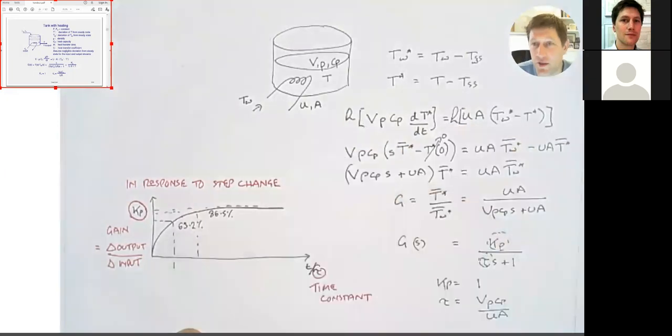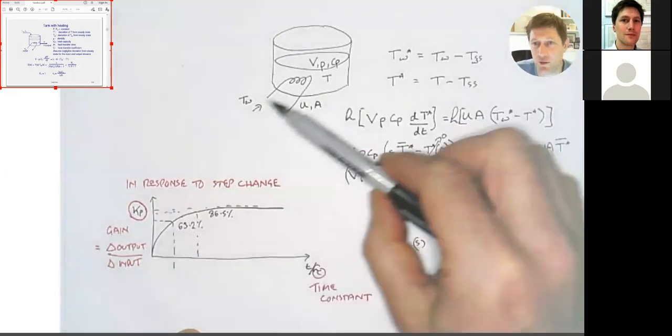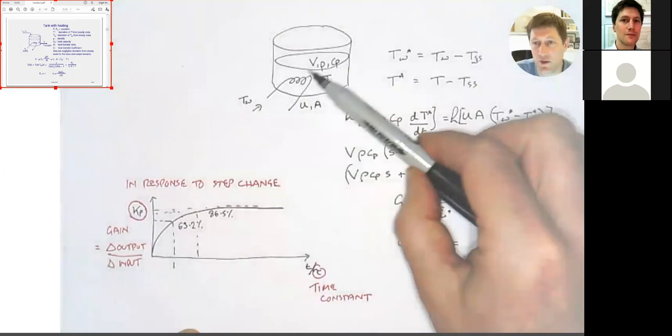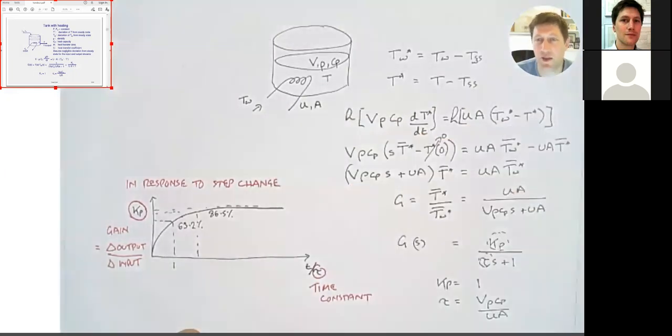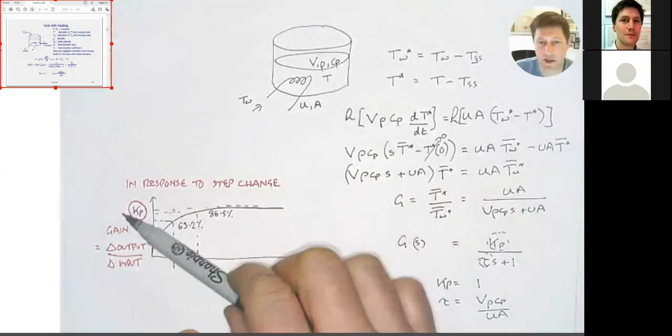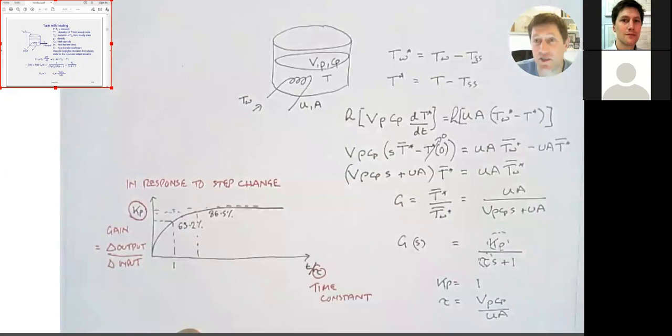However, in a different system, if this temperature increased by a factor of 1 and that increased by a factor of 2, then the gain would be equal to 2, and so on. So the gain is another characteristic of our system. It tells us the sensitivity of it to change. So if the gain is high, it means a small change in an input to the system is going to give rise to a large change in output. Sometimes that's good and sometimes it's bad.